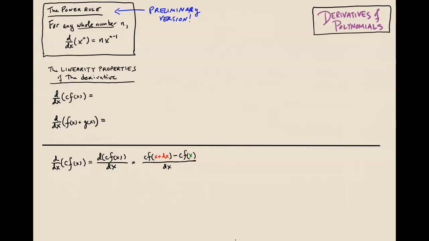And now you might say, well, I'm stuck because I don't know what f is. f is just some general function. That's okay. We can still massage this thing algebraically a little bit. We can factor this c out of the numerator. And in fact, we can pull that c out of the whole fraction so that our expression looks like this, with the c out in front.